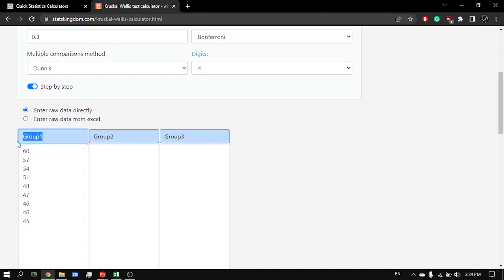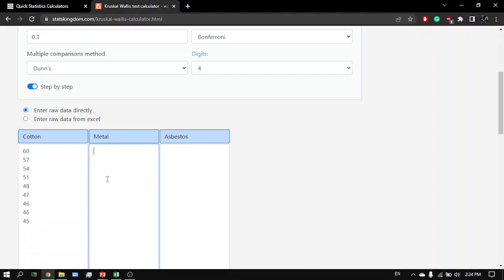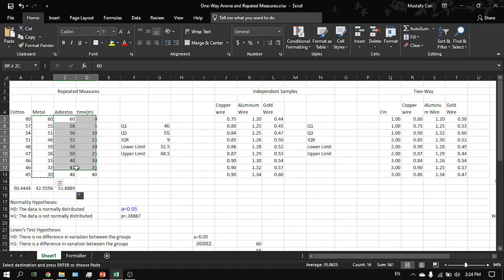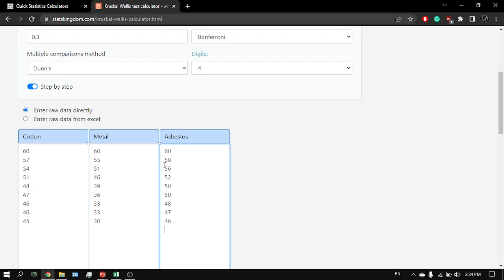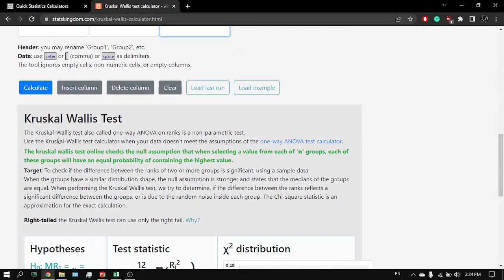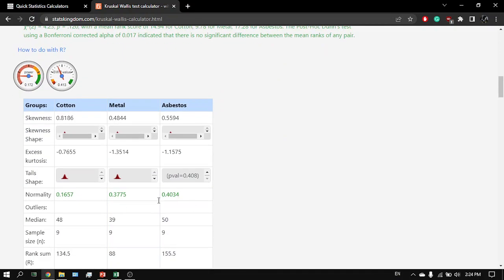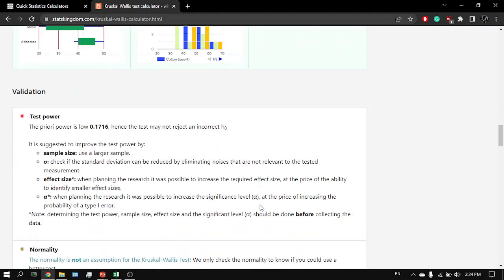If you want, you can write it like this: cotton, and this one would be metal and asbestos. Asbestos is a material that is put into walls to decrease the thermal conductivity within a building. And this is cotton, so you probably know that. I'll come to calculate. Again, it's normally distributed. That's not what we're looking for.